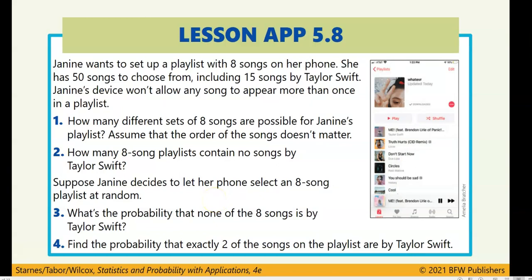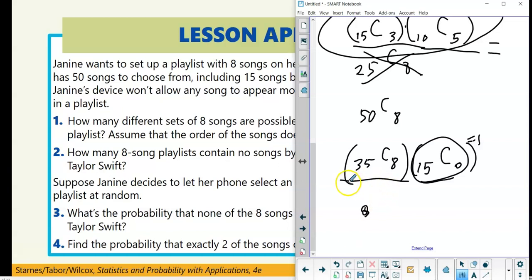On our phone, select an 8-song playlist at random. What's the probability that none of the 8 songs is by Taylor Swift? So now we're talking about probability, right? So we just take that and divide by 50 choose 8, right? That'll give you the probability of that happening.